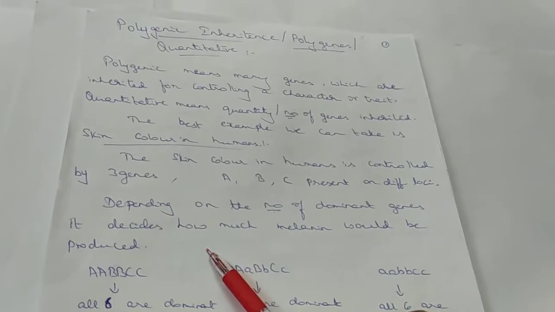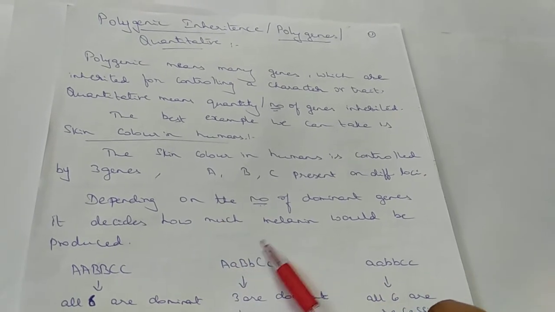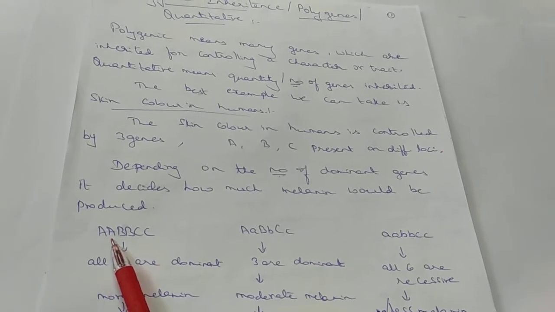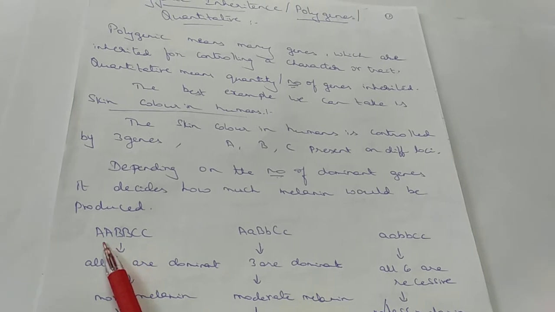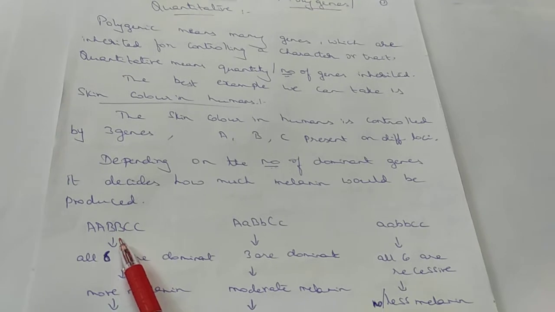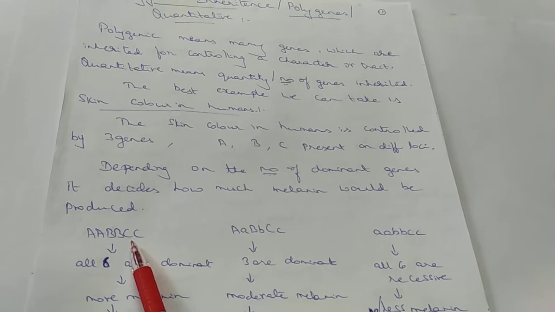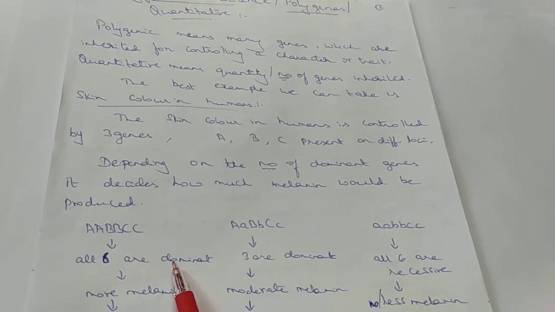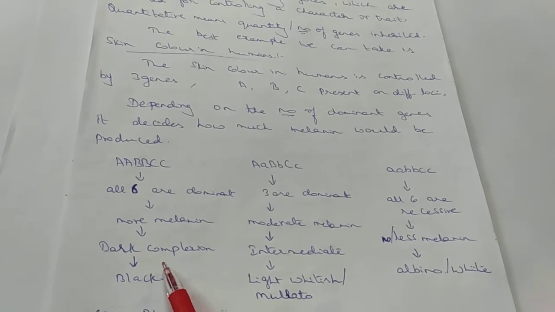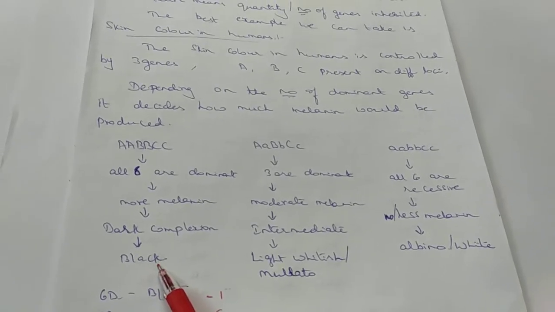Depending on the number of dominant genes, it is going to decide how much melanin would be produced. You know that it will be represented either in dominant form as capital letters or in the recessive form. Suppose all the 3 different alleles are considered as dominant, the melanin deposition will be more, giving a darker complexion, and that is going to be considered as black.